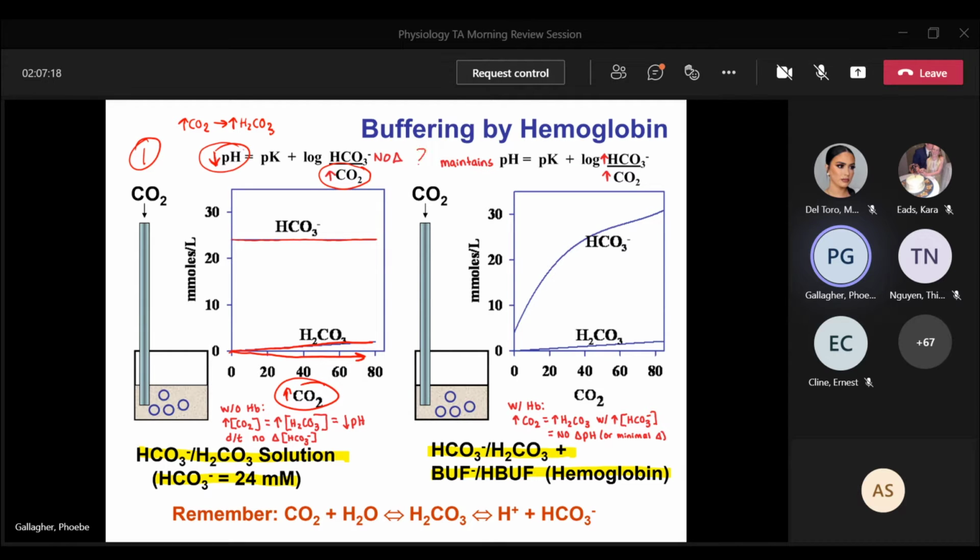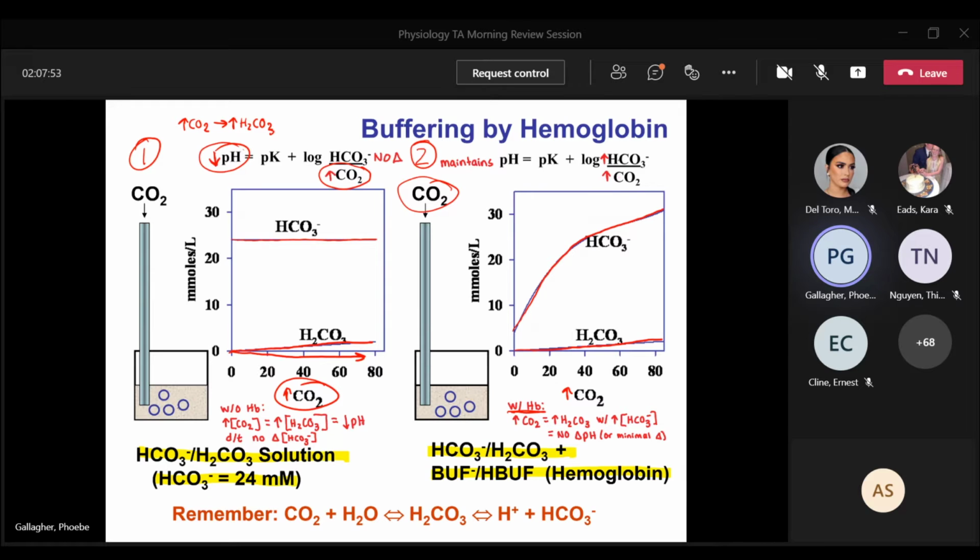So in this second example here, we now have a solution that contains hemoglobin. So when you add CO2, same idea. As CO2 concentration increases, you do see a slight increase in your carbonic acid, but you also see quite a large increase in your bicarbonate. And he explains the reason for that in the next slide. So as long as you understand that hemoglobin increases your bicarbonate concentration, you will be fine.